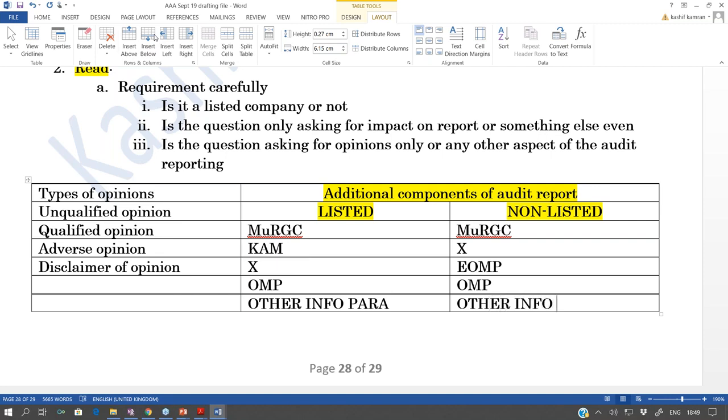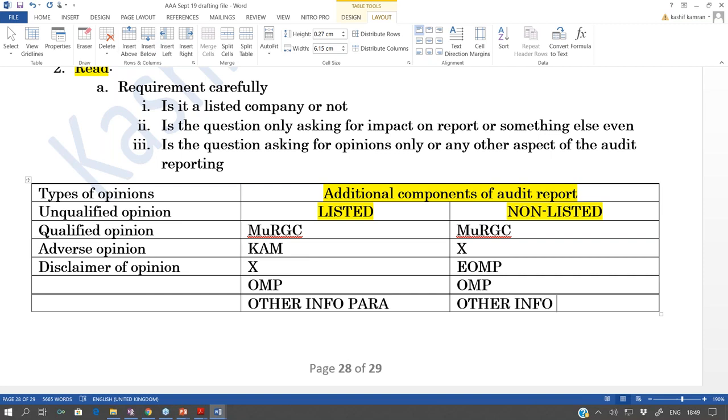Can you bifurcate now between listed and non-listed companies? Is this table clear to everyone? Now you need to have a structured approach. Even after this table, you start to take it as: MURGC for both companies, CAM for listed company, emphasis for non-listed company, other matter paragraph, and the final thing is the other information paragraph, right?